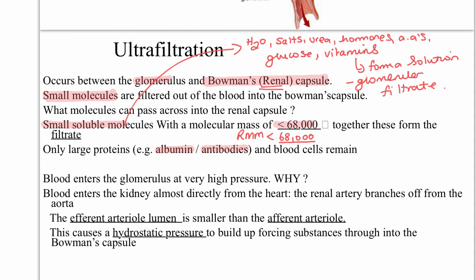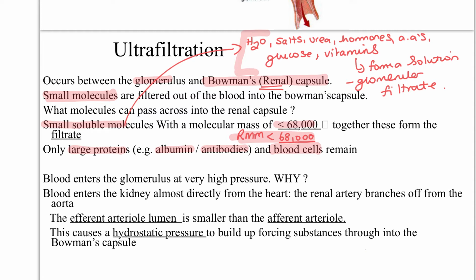So we allow out small soluble molecules and we don't allow out large proteins. So things with a relative molecular mass of more than about 68,000, and we don't let out blood cells, red blood cells and white blood cells. That's all pretty straightforward, right? But why is this stuff actually squeezed out? Why does it leave? Why doesn't it just stay in there and carry on moving? That doesn't happen in other organs of your body. You don't squeeze everything out of your blood.